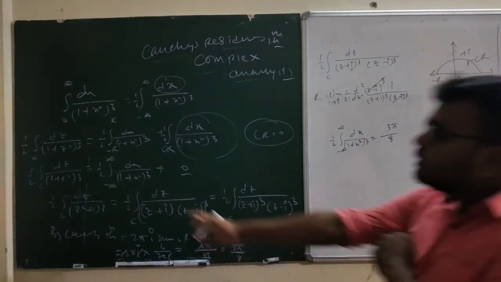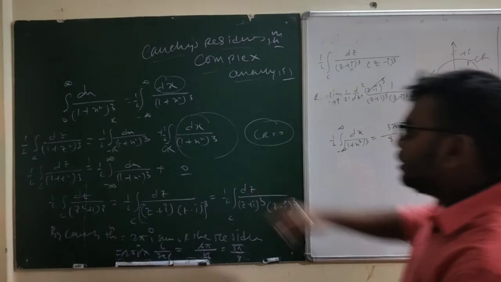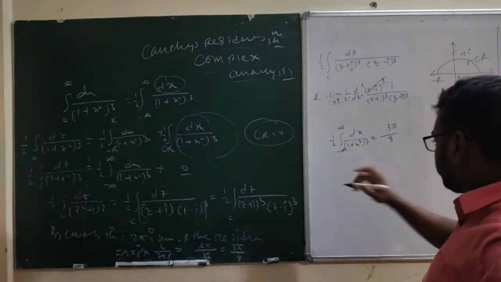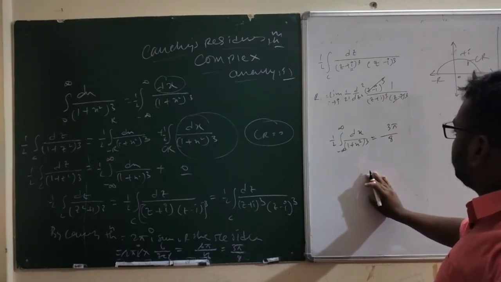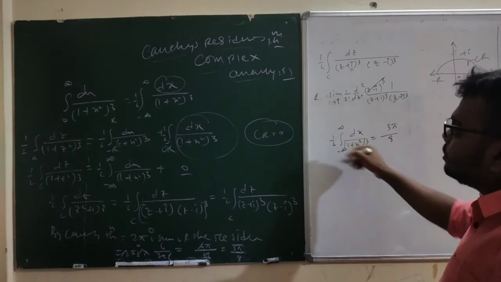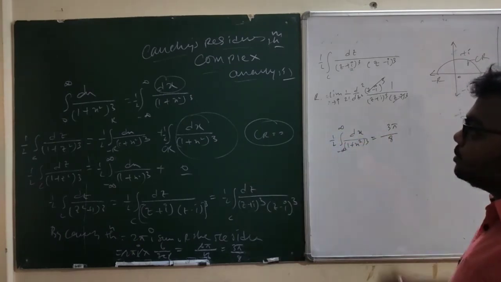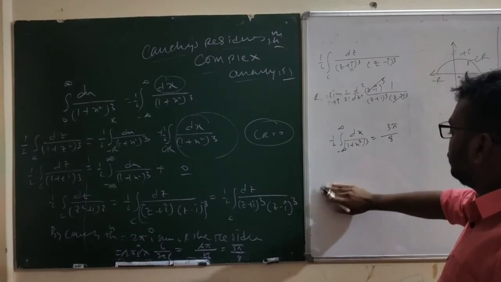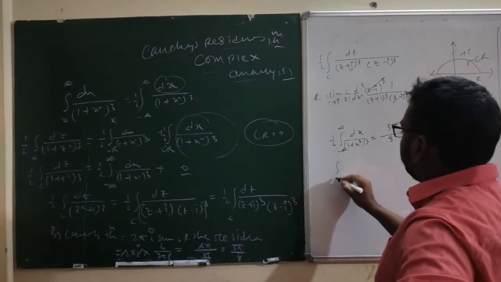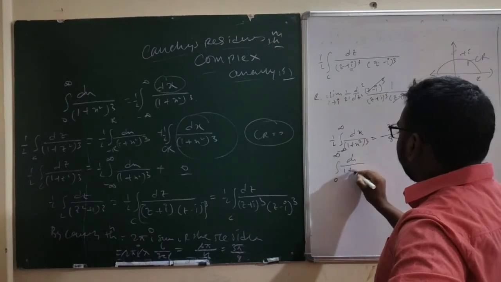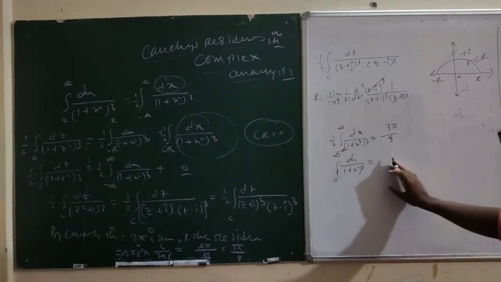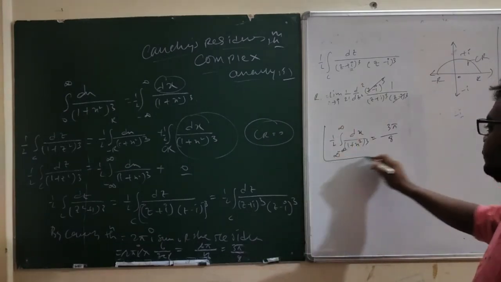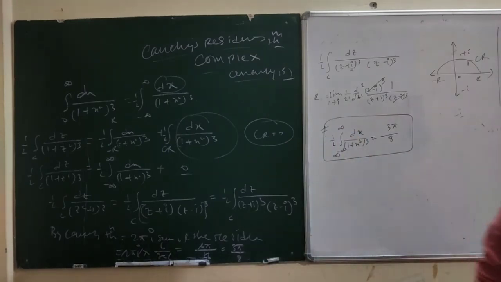So the question is the integral from 0 to infinity of dx upon (1 plus x square) to the power 3. It will be multiplied by half. So we got this, and we get the answer here.